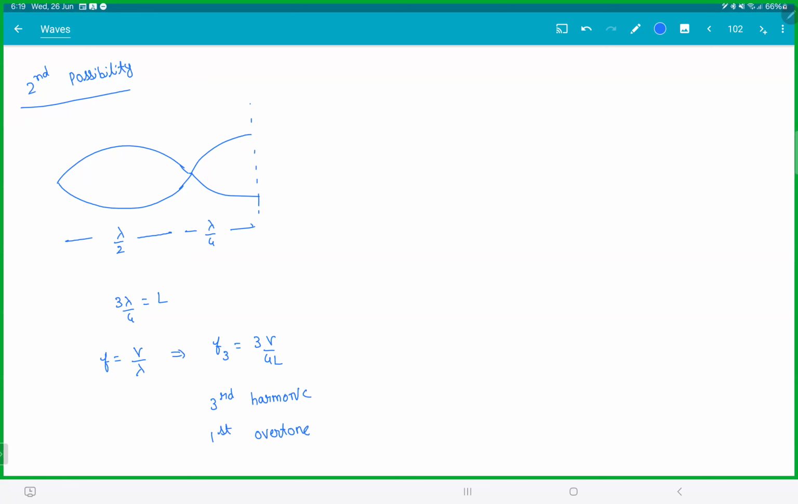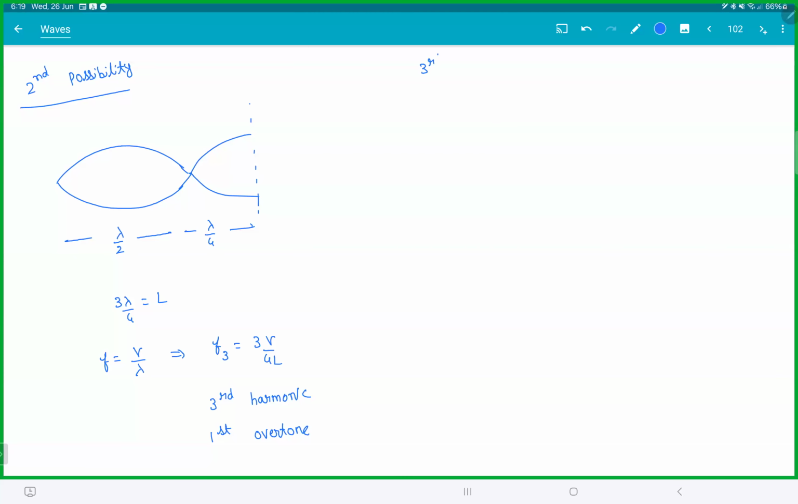So here even harmonics are missing. 2, 4, 6 won't exist. If you go back to the definition of overtones, overtones are simply the frequencies after the fundamental: first, second, third, and those are the overtones. But after the fundamental, directly you got the third harmonic. There is no second harmonic here.